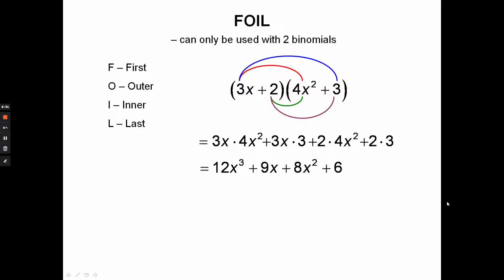The last thing you need to check is make sure it's in descending order and make sure all like terms are combined. So it is not in descending order, so we're going to go ahead and flip these two positions. So we get 12x cubed plus 8x squared plus 9x plus 6. There were no like terms that need to be combined in this situation.